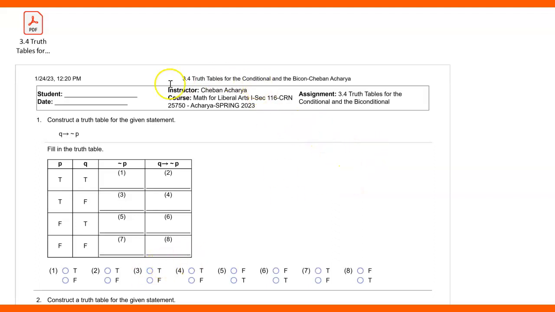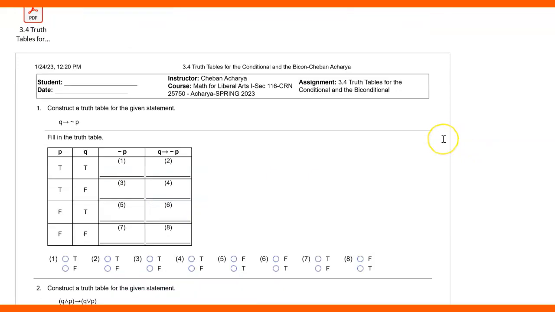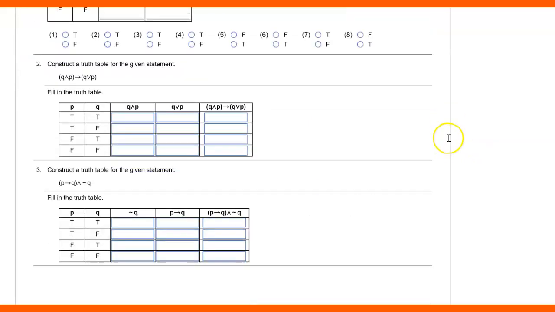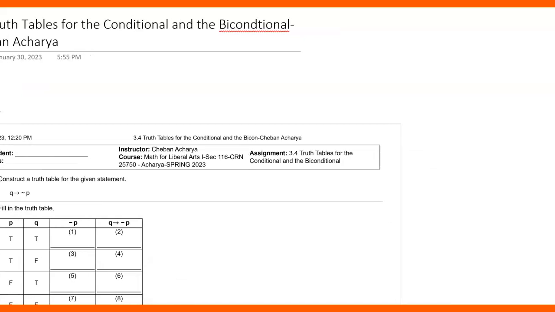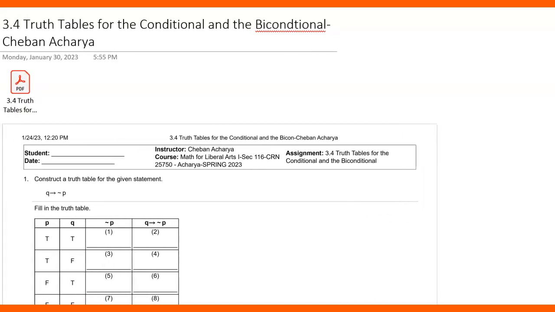Hello, Shibon Acharya. In this video, I'll do section 3.4, truth tables for the conditional and the biconditional. Those are the topics. To answer all of the questions from this homework, we just need one table, and that is called the standard truth table for conditional and biconditional.